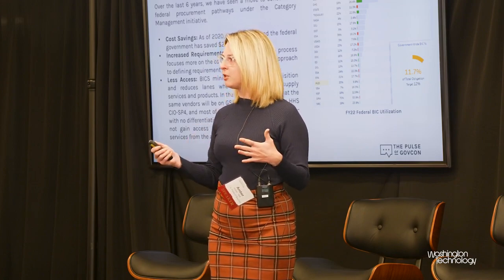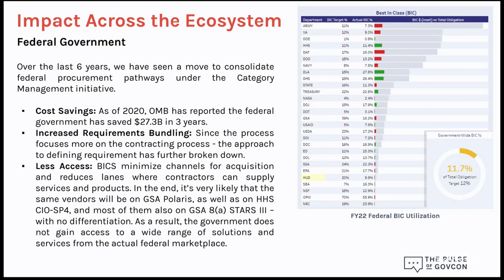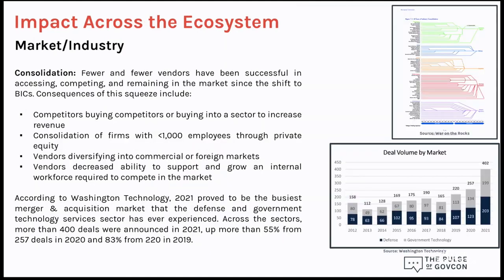So if you didn't have access to those vehicles, then it was really hard for you to get work, and growth was really hard. So that's a little bit of access in the federal government. Market and industry. One of the biggest ones that I know Ross writes a lot about is the consolidation of the market. Right. So fewer and fewer vendors have been successful in accessing, competing, and remaining in the market since the shift to BICs.